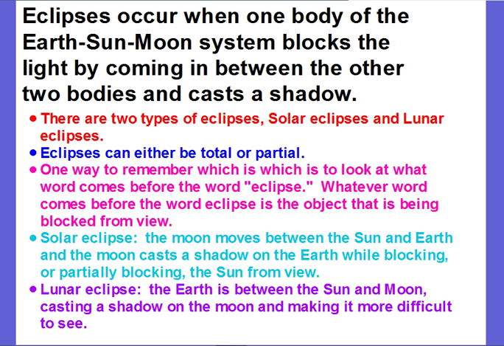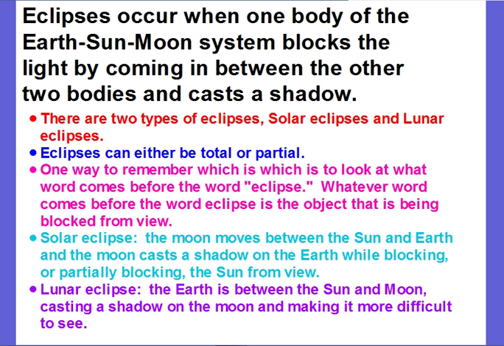There are two types of eclipses, solar eclipses and lunar eclipses. Both types of eclipses can either be a total eclipse or a partial eclipse, and it just looks different from our point of view on Earth. One way that I find it easier to remember which is to look at what word comes before the word eclipse. Whatever word is before that word is what's being blocked from view, what's getting in the way of that object and casting a shadow.